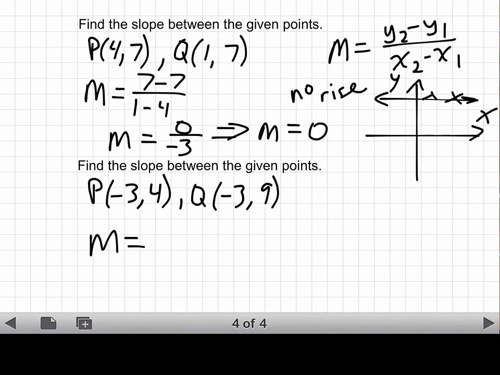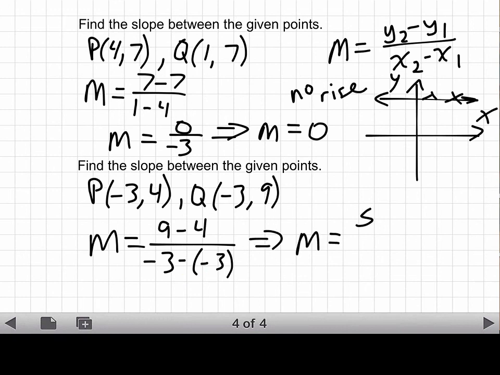For the second one, m equals, now y2 minus y1 is going to be 9 minus 4. x2 minus x1 is going to be -3 minus -3. Again, for those minuses in the denominator, that first minus is because of the formula. The second minus is because the coordinate is negative. But in this case, we have that the slope is equal to 5 in the numerator, 0 in the denominator, and so this slope is undefined. And notice I don't put an equals sign. It's not equals undefined, it just is undefined.